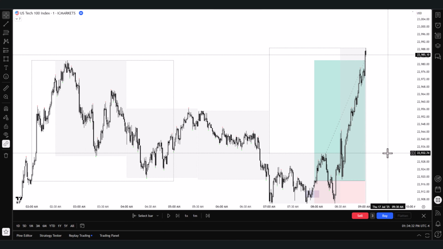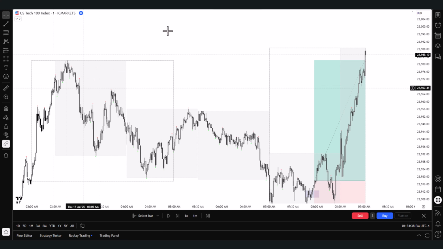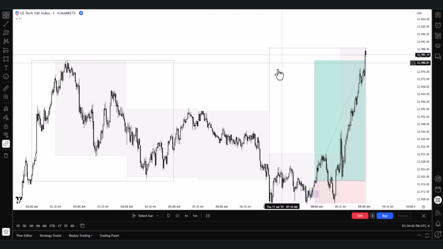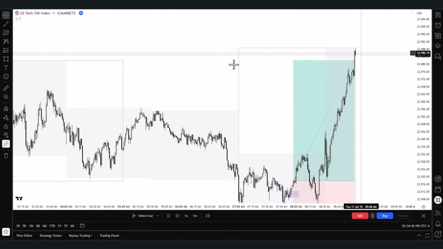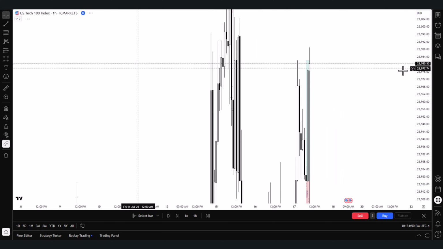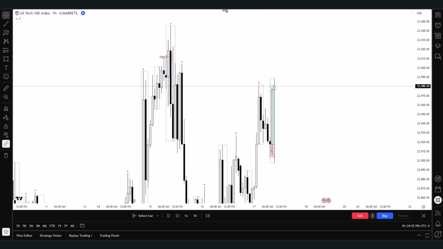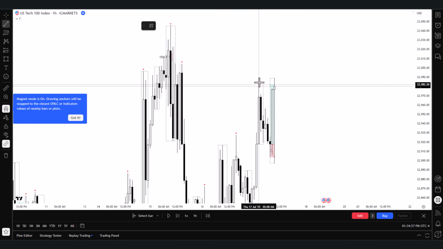Now again, what did price do? This New York session sweeps London high. That means our New York session bias becomes sell again. Is there any key level on 1H? Yes, we have this swing high point. That means we have also tapped into a key level.